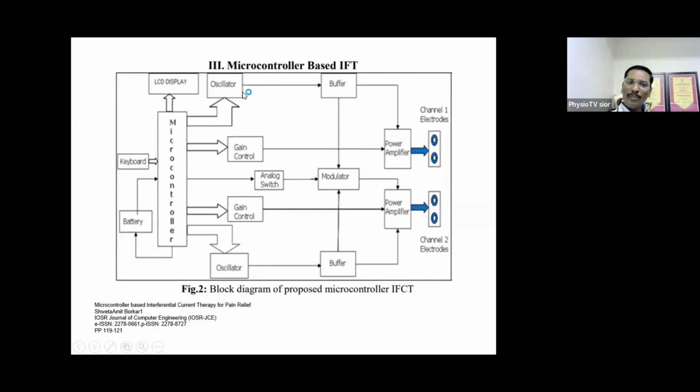So the basic function of the oscillator is to produce medium frequency currents. The oscillator produces the medium frequency currents. The power amplifier drives them and increases the intensity. And finally, the output from each channel is available in the two different electrodes.